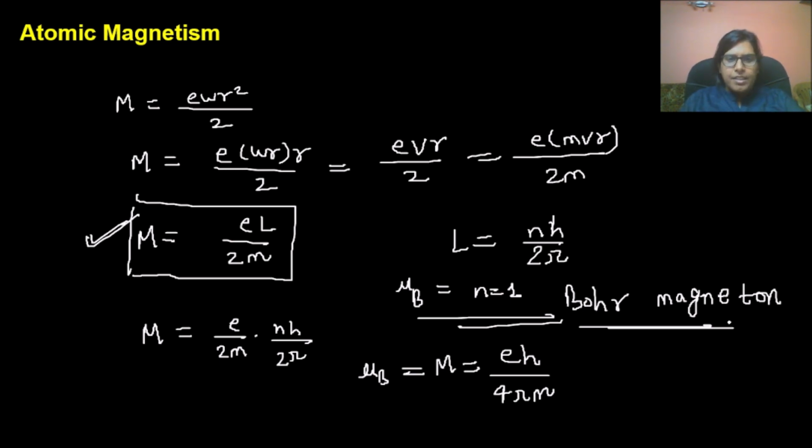So here we end this chapter. In the next chapter we will study about the motion of a charged particle in a uniform magnetic field.